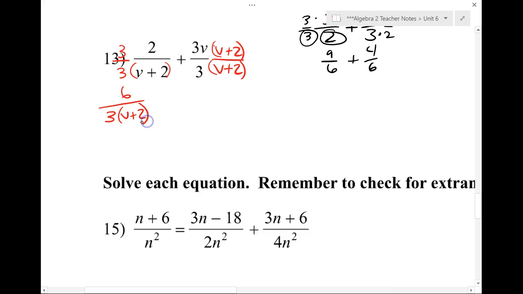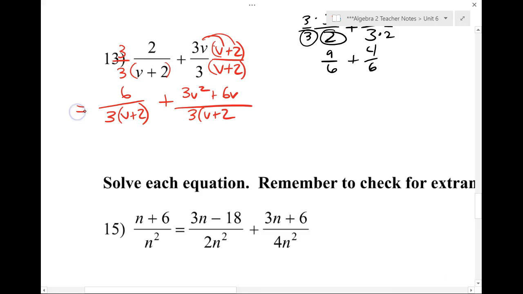And I'm going to leave it factored, plus 3v. Now remember, the numerator I can multiply, and we want to multiply that so that we can add the top. So then I'll distribute this 3v, but the denominator, leave it factored. So the top, 3v squared plus 6v over 3 times v squared.